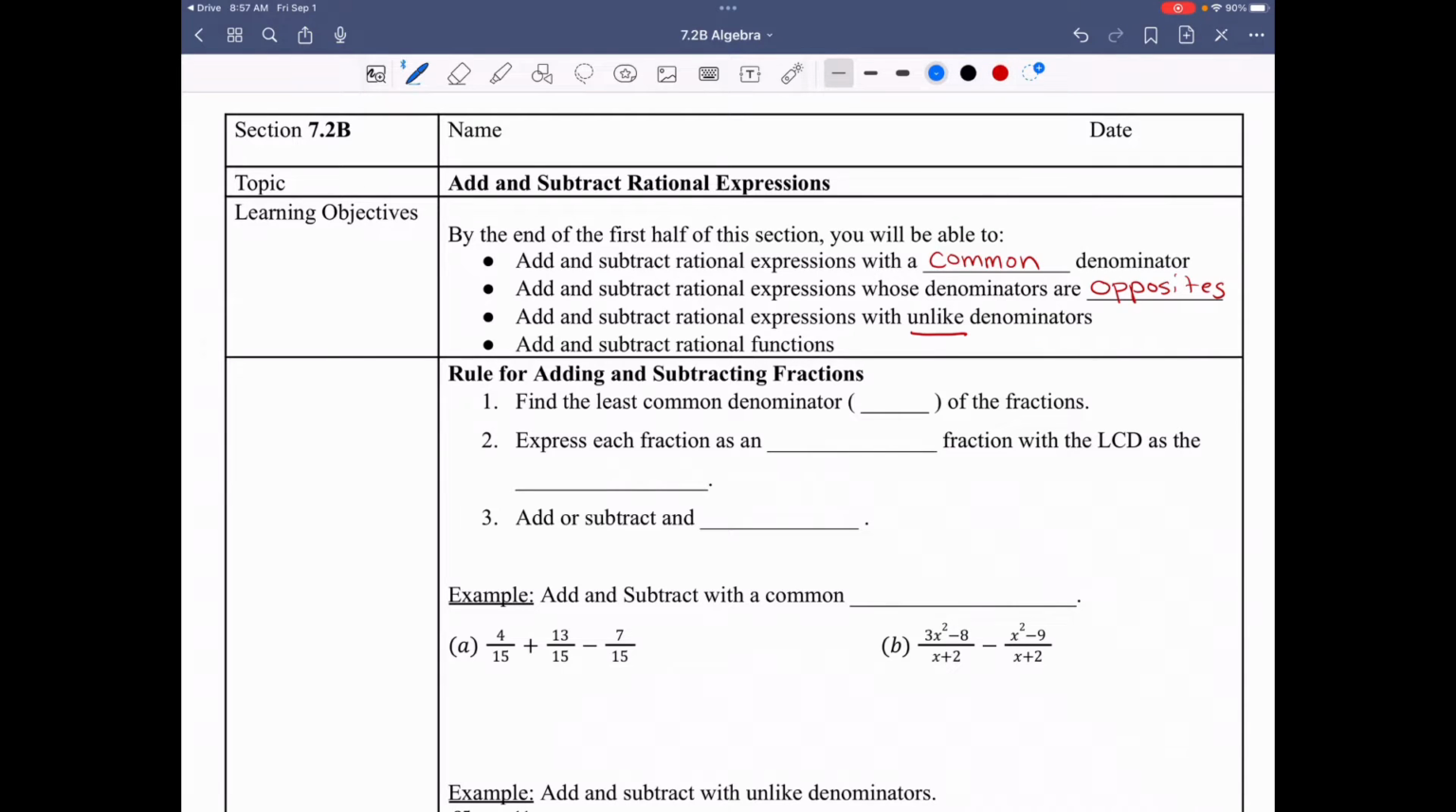These rules will help you remember the steps for adding and subtracting fractions. First, you find the least common denominator, the LCD of the fractions. Then you'll express each fraction as an equivalent fraction with the LCD as the denominator. We've been practicing that. So we practiced these two steps in our last class. And then the only thing we have to do from there is to add or subtract, but then we have to simplify.